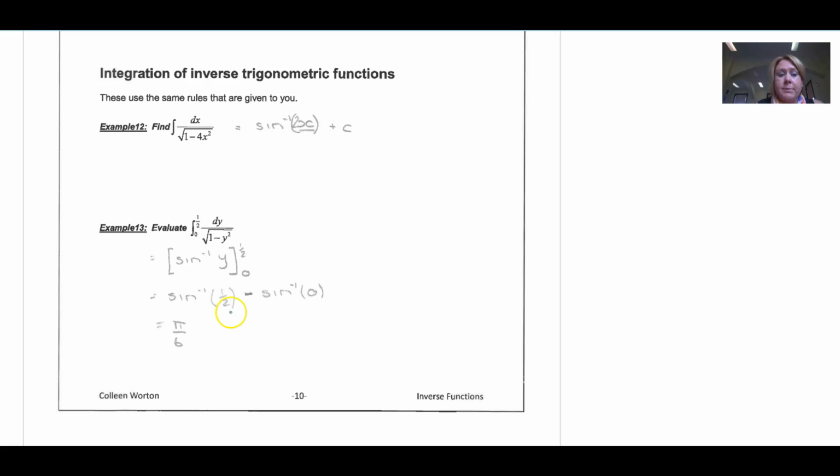I need to sub that into my calculator, and I need it to be in radians. So I'll get 30 degrees and I'll get 0 degrees. 30 minus 0 is 30, but that's pi on 6.